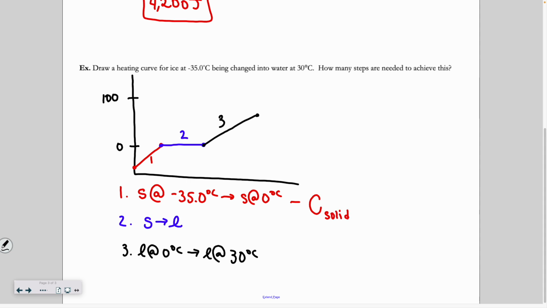For step 2, you're going from a solid to a liquid, so you would need to use your heat of fusion and do that calculation separately. And then for the last step, again, you're changing temperature, so you're going to use the specific heat of liquid water. And when you're done, you would take all 3 of the heats that you calculate and add them together, and that would be the heat required to make those 3 total steps.